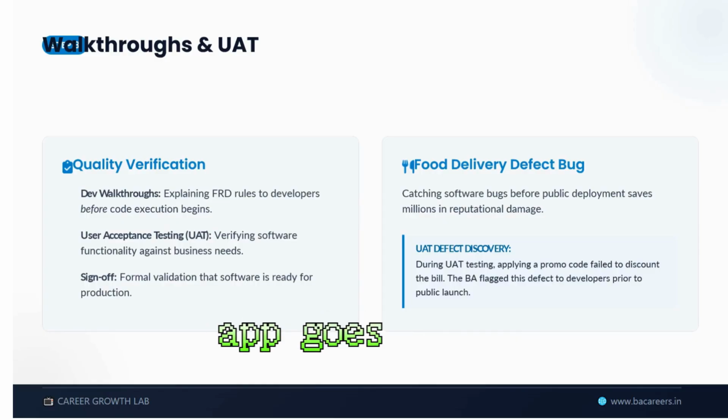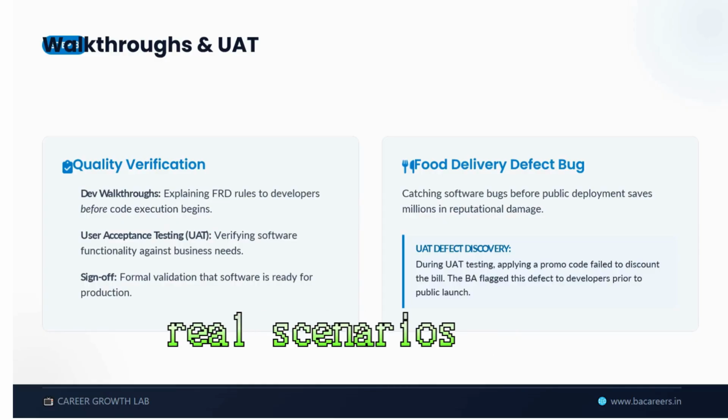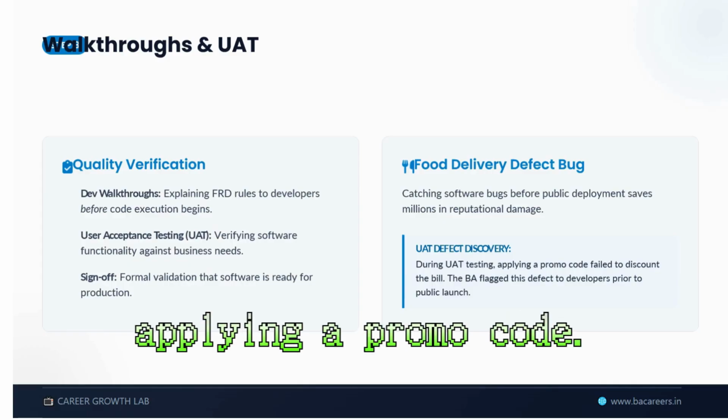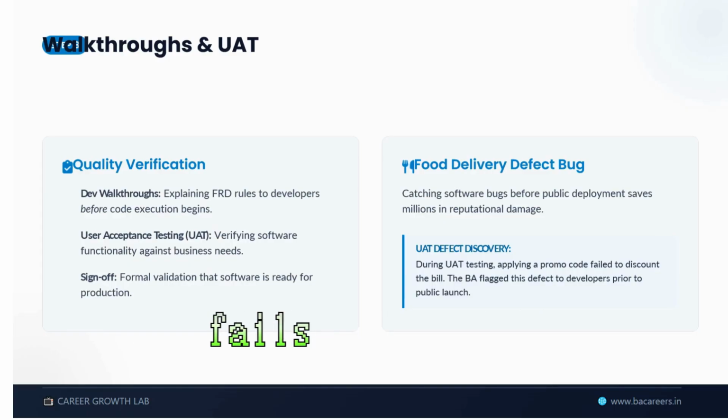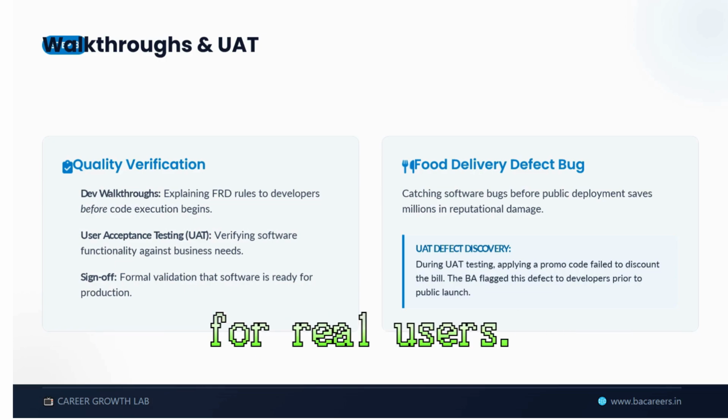Before a food delivery app goes live, the BA tests real scenarios like applying a promo code. If the discount fails to apply, the BA flags the defect to developers, ensuring a flawless launch for real users.